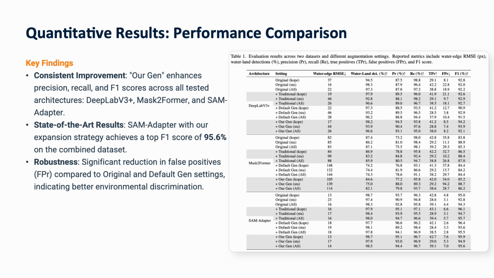We evaluate our framework across three major backbones: DeepLab, SegFormer, and SAM Adapter. Across all models, our method is consistently competitive on F1 score, and it reduces false positives with strong precision, while keeping lower water edge RMSE. Overall, it gives cleaner and more reliable obstacle detection than the baseline method.